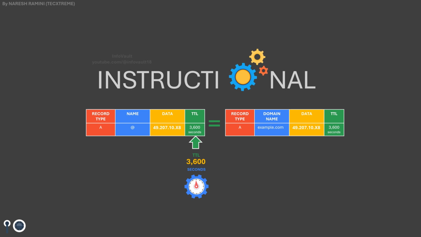The difference between A and Quad A records is that the A record contains an IPv4 address, whereas the Quad A record contains an IPv6 address. An A record is instructional because it directs the DNS resolver to the IP address associated with the domain name. This translation from domain name to IP address allows browsers and other services to locate and connect to the correct server, making it a crucial component for internet navigation.